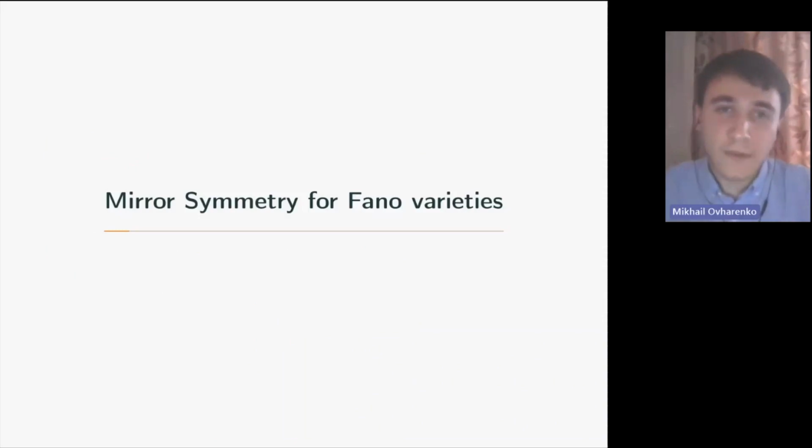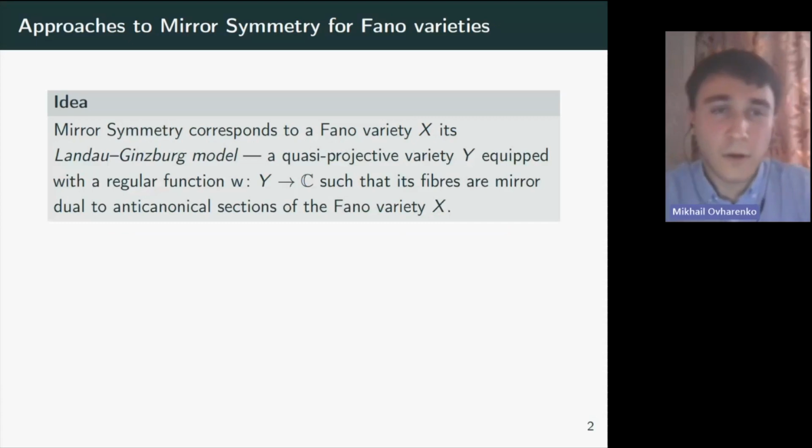So, I want to start with mirror symmetry for Fano varieties. The rough idea of mirror symmetry for Fano varieties is that it corresponds to a Fano variety a so-called Landau-Ginzburg model, which for us at the moment is just a quasi-projective variety, let's say Y, equipped with a regular function on it such that its fibers should be mirror dual, whatever this means at this moment, to anticanonical sections of the Fano variety. But there are, of course, many different ways to make this precise.